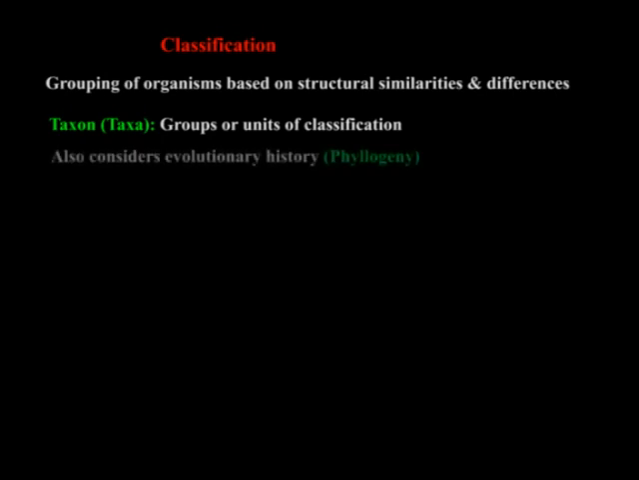The grouping also takes into account the evolutionary relationships, since all organisms at one point had a common origin. The science of classification is called taxonomy.